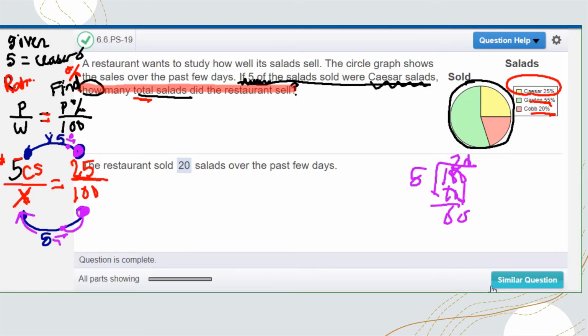So now that we know the total number of salads, you can figure out the other parts. And what if we couldn't use equivalent ratios? You could solve for the variable, but you want to make sure your variable is in the numerator. So how do you get your variable in the numerator? Let's go back to the original. So we have 5 over X is equal to 25%, which is equivalent to Caesar salads. 25% is equivalent to 5 Caesar salads.